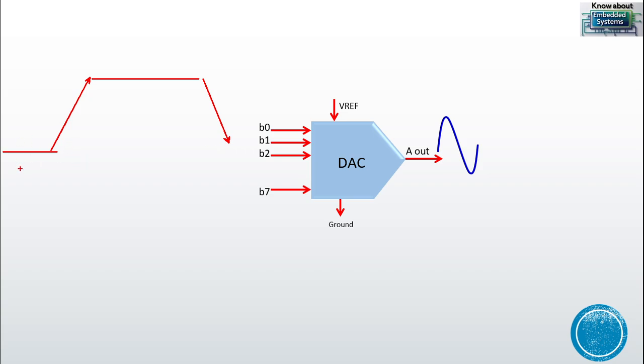Let us assume this is 0 and this is FF, or nothing but 255, and we'll be using a positive ramp. There will be a positive ramp, then we have to maintain a constant voltage level, and then a negative ramp followed by 0. Again we have to maintain a constant voltage, that is 0.